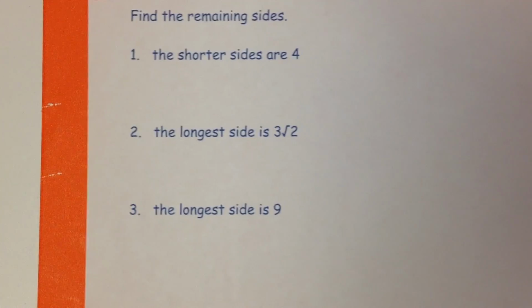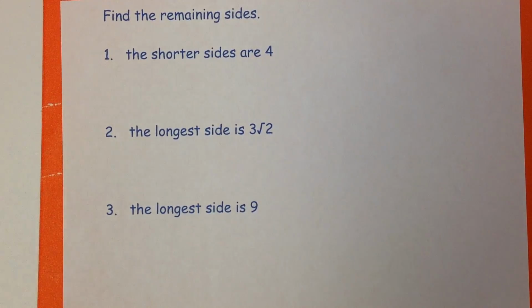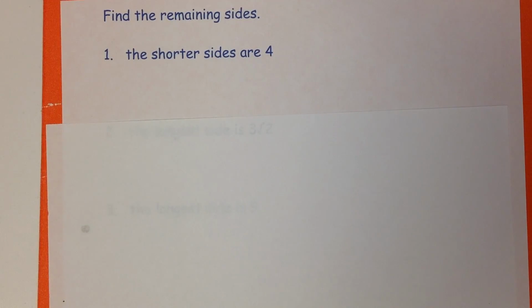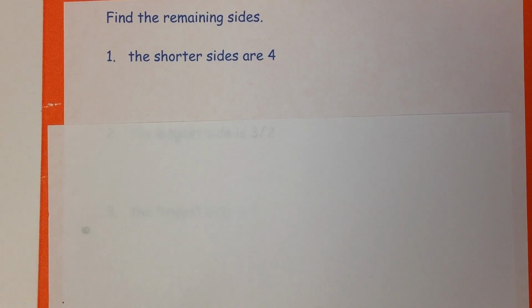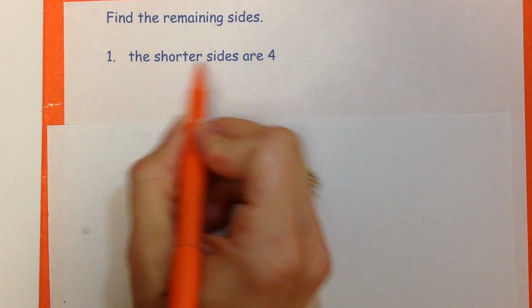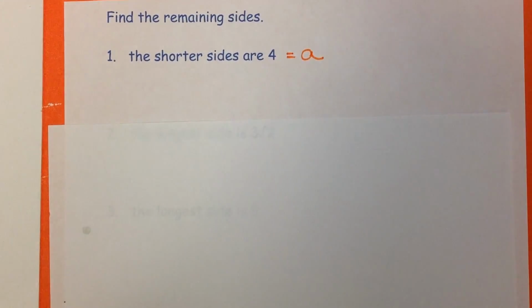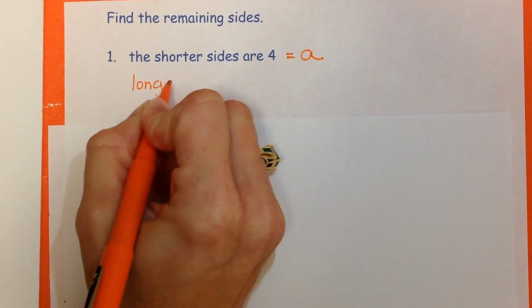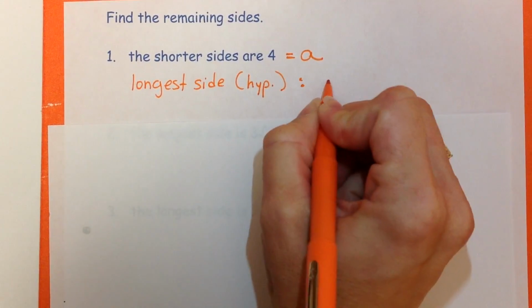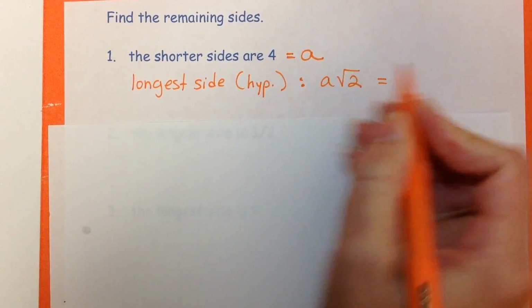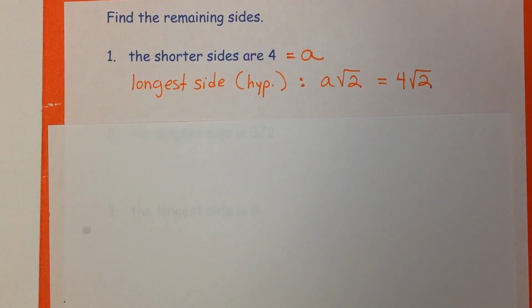Alright, we're going to find some of the missing sides, just like what we did with the 30, 60, 90. They're going to give you one side, and you're going to be asked to find the other sides. Alright, so the first one, they tell you that the shorter sides are 4. Now, remember, with a 45, 45, 90, of course, you've got 3 sides, but 2 of them are always the same. So, like in this case, we really only had to find one other side. So, if the shorter sides are 4, then that means that is equal to A. So, your longest side, again, which would be your hypotenuse, the expression is A square root 2. So since A is equal to 4, then the length of that side would have to be 4 square root 2.